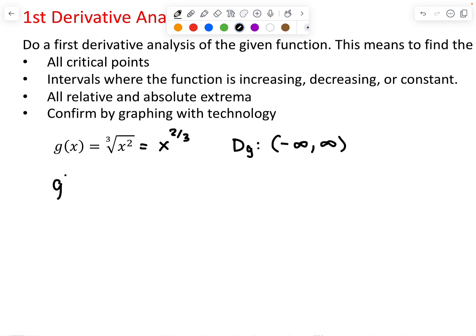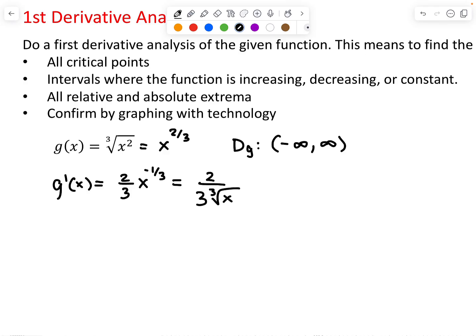So now I can find the derivative of g using the power rule. The 2/3 becomes a coefficient times x to the, and the new power will be 1 less than 2/3, which is -1/3. If I were to rewrite this, this would be 2 over 3 times the cube root of x. The negative power pushes the x to the denominator, and the 1/3 power is a cube root.